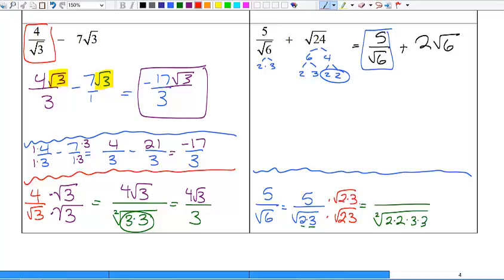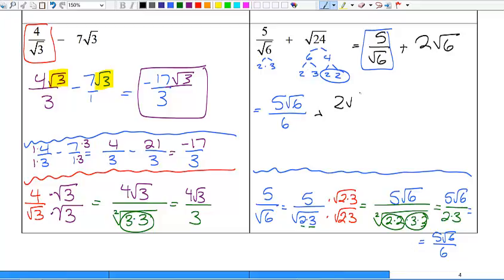Whatever you multiply the denominator by, you have to multiply the numerator. And when I multiply the numerator out, that's getting me 5 square roots of 6. The 2 and the 3 can't come out of the house. In the denominator, the 2's get to come out, the 3's get to come out. No big surprise there. We chose it that way. So this is 5 square roots of 6 over 6. So I'm going to come up here and put that back in for 5 over root 6. So 5 square roots of 6 over 6. We still have to add that to 2 square roots of 6.